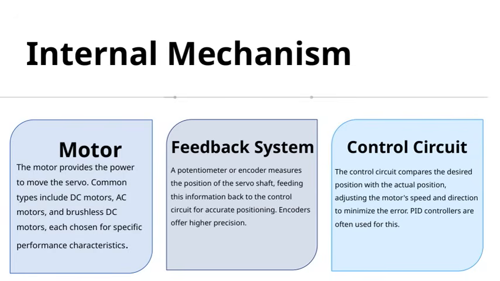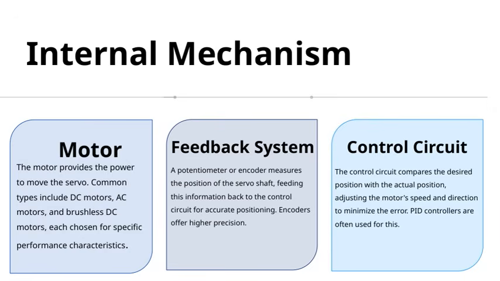Now, let's take a closer look at the motor itself. The motor is essentially the heart of the servo system, providing the actual power needed to move the servo to the desired position. When selecting a motor, we typically consider types like DC motors, AC motors, and brushless DC motors, each offering different performance characteristics. For example, DC motors are simple and easy to control, while brushless DC motors tend to be more efficient and durable. The choice depends on what the application demands.